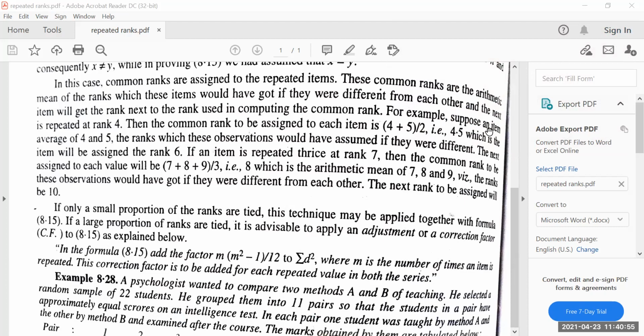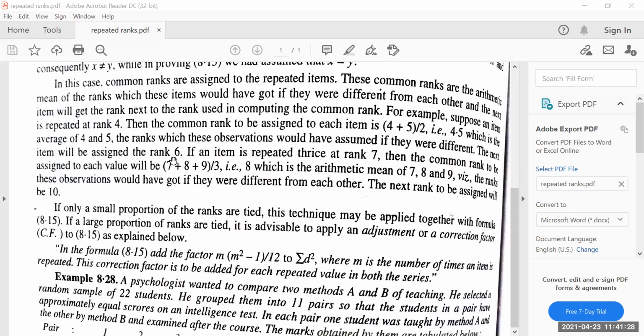For example, suppose an item is repeated at rank 4. This means we will not give both items the ranks 4 and 4. Rather the one is at the 4th position, the next will be at the 5th position. So what will the common rank be? That is the average of the two, 4 plus 5 divided by 2, so 4.5, which is the average of 4 and 5, the ranks which these observations would have assumed if they were different. The next item will be assigned the rank 6.